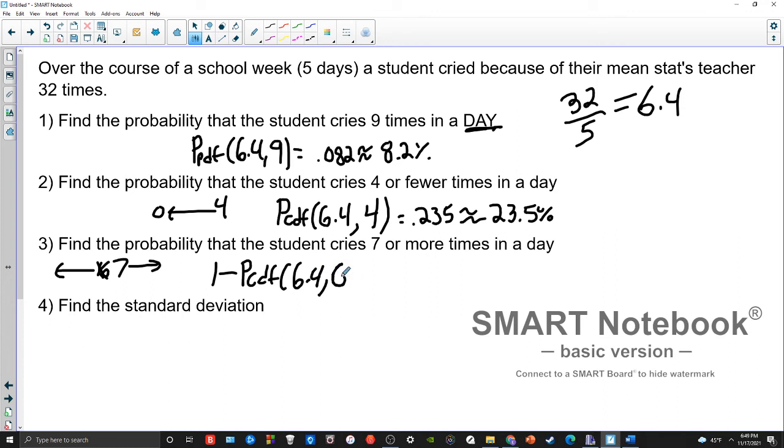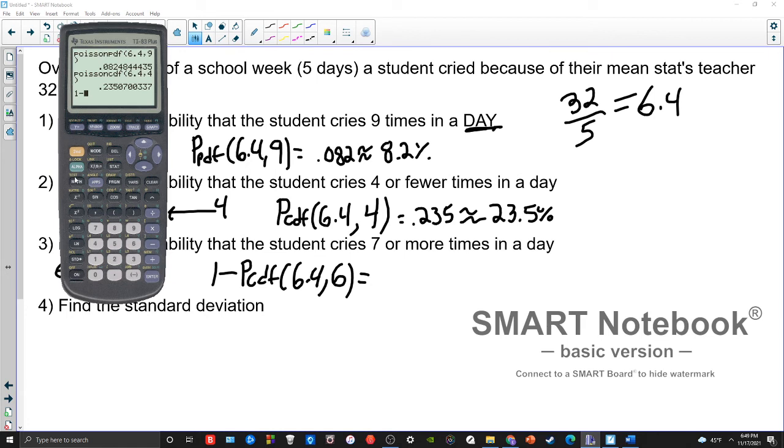So 6, because I want to keep the 7 and get rid of everything below the 7. Now, technically, if you want to be really super accurate, you can do 6.9, since we're doing fractional days, since we're doing an average, we can cry 6.9 times a day, theoretically speaking. So I could do that. But in general, I'm just doing whole numbers here, so we do a 6. That'd be perfectly fine. And so we would go 1 minus Poisson CDF of 6.4, comma 6.